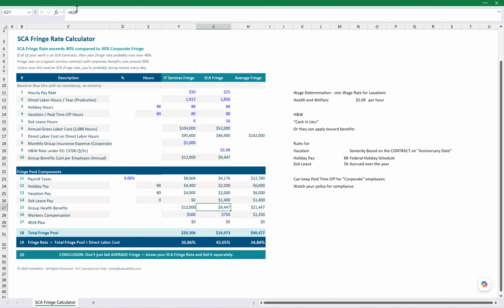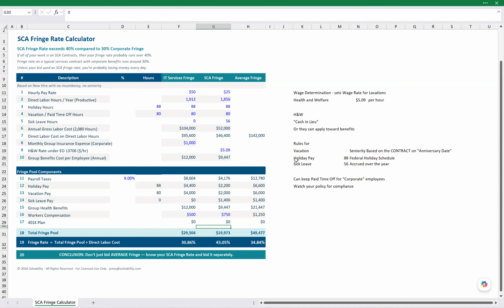Anyway, there's our group benefits, and all I did here was reference that number up here for the $5.09 per hour for 1,856 hours. And I just said the workers' comp is 750, because inside the wage determination, these are technical workers, and sometimes they're in specialized areas where their workers' comp is higher. Like the people that climb up towers putting in communication equipment, their workers' comp is a lot more expensive, whereas people doing IT services are in an office sitting at a computer. There's not a lot of workers' comp to that.